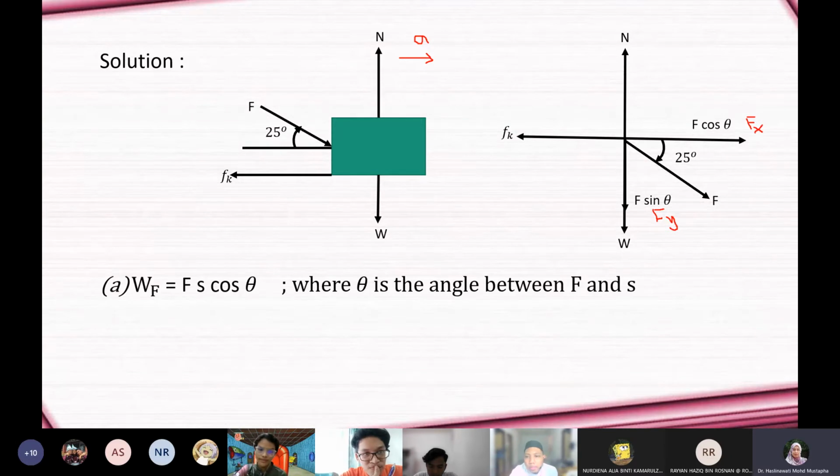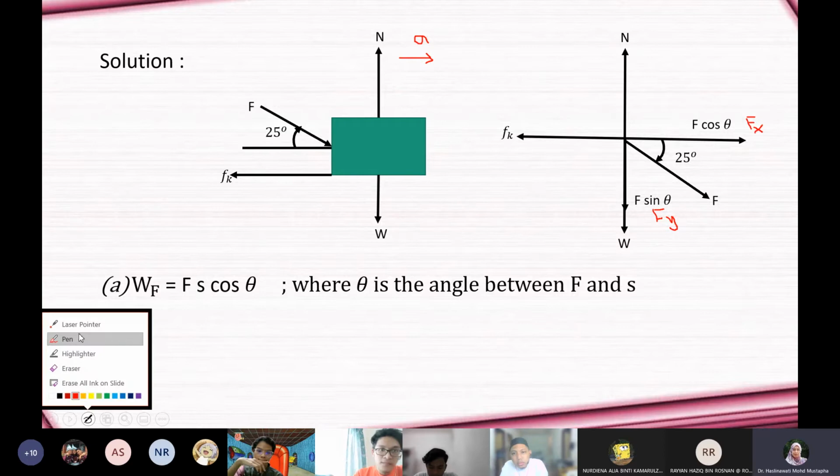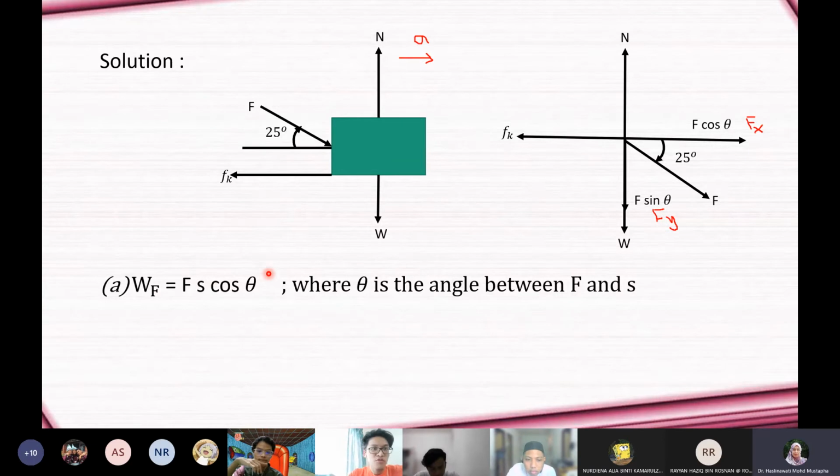And then, kita nak cari Wf. Okay, so guna je lah persamaan tadi. Wf is equal to Fs cos theta. Okay, jadi theta dekat sini berapa? What is the theta here? 25. Okay, sebab dia adalah angle di antara force dengan S. Okay, because S dia ke kanan tadi kan. So ini adalah F dia, S dia, you imagine. So ini adalah F dia. So ini adalah angle dia lah, 25.